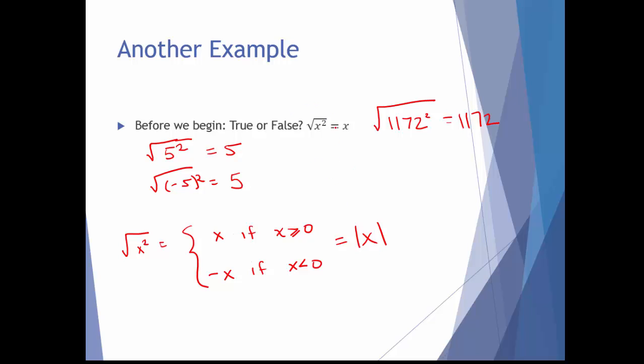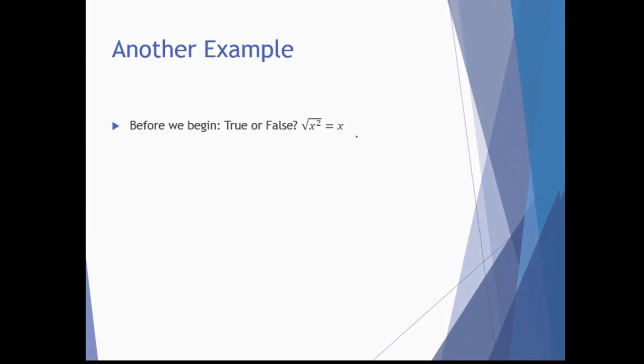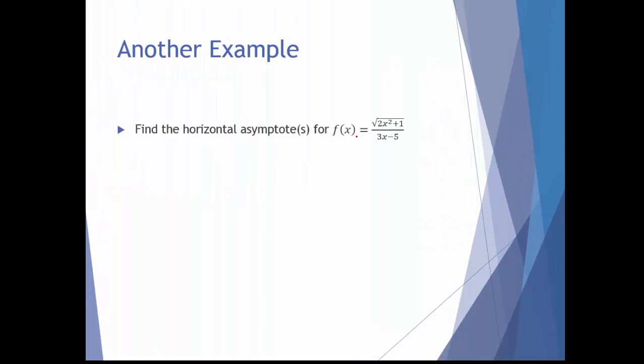So the square root of x squared isn't equal to x, it's equal to the absolute value of x. So let's take a look at this one. We're going to find the horizontal asymptotes for f of x equals the square root of 2x squared plus 1 over 3x minus 5. Okay? So notice the change in directions.